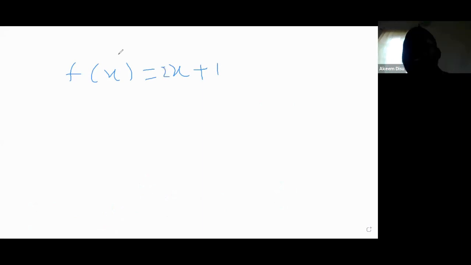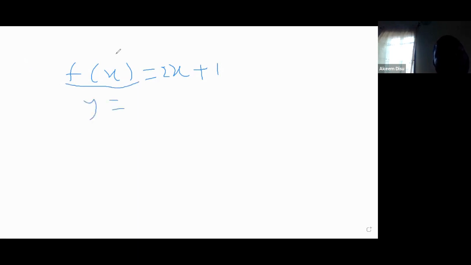Okay, let's see. We have f of x is equal to 2x plus 1. The first step you have to take when you are solving the problem of an inverse function is to replace f of x by y. That's y is equal to 2x plus 1. Is that taken?